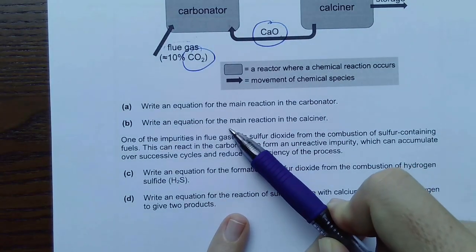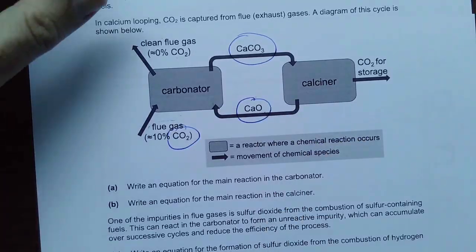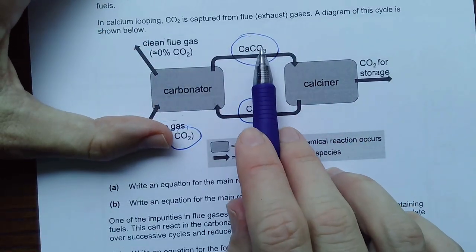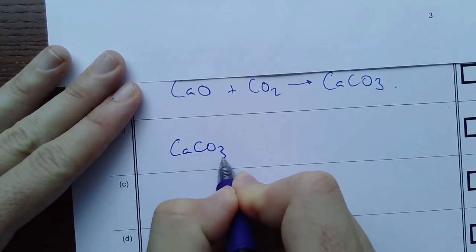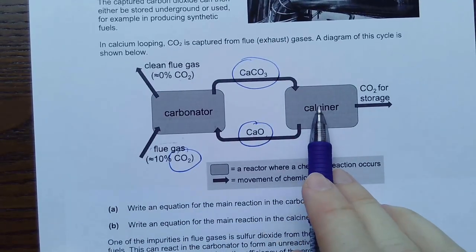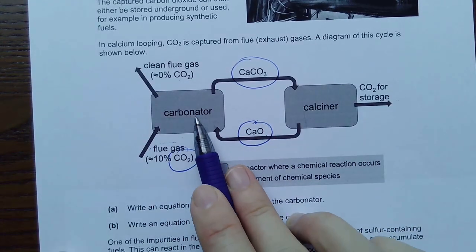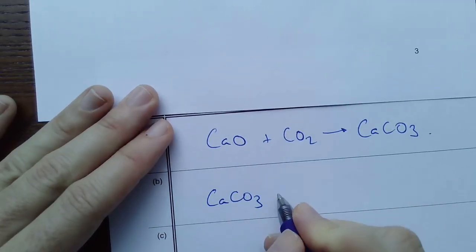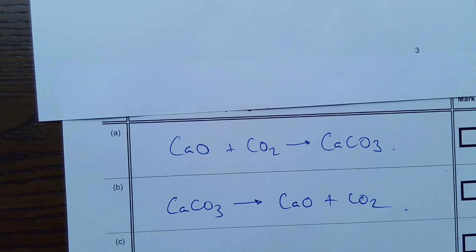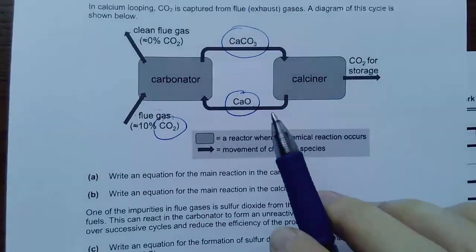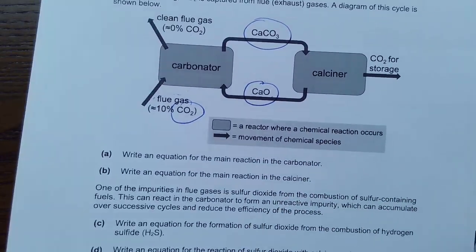Okay? Then it says, write an equation for the main reaction in the calciner. So we just apply the same logic. It's going to be, well, what's involved? The first thing that comes in is CaCO3. So that's my reactant. Any other reactants? No, but there are two things coming out. Well, there's my CO2 coming out for storage and my CaO going back into the carbonator. So it's just the opposite. Okay, so you see, this diagram is actually very, very useful. It makes the whole process much, much simpler to understand.